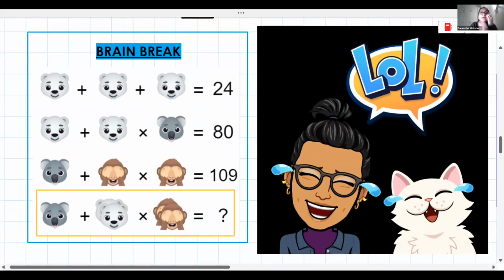Okay, here it is a bit bigger. So these things in the top row are polar bears. This dark gray one is a koala, and then you've got the monkeys in the last 2 equations. So we've got polar bears, koalas, and monkeys. And I want the value of the last expression there.